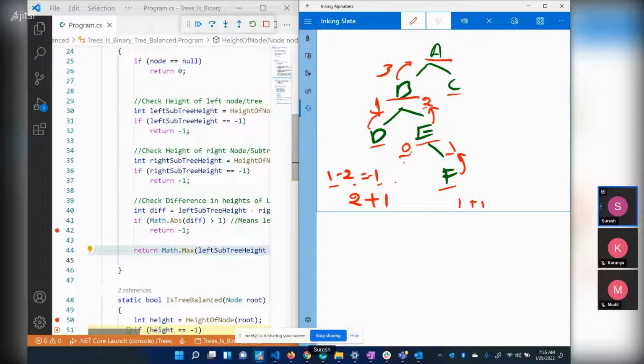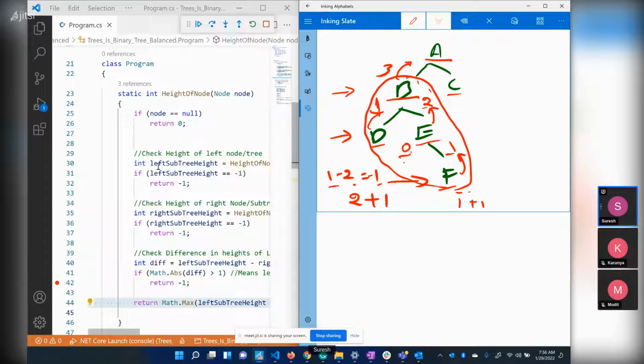Correct? Because if you start counting from B, this is one level, this is another level, and this is another level. That's 3, right? So this left subtree height is 3. Got it? Now you are at A again, so A's left subtree height is 3.